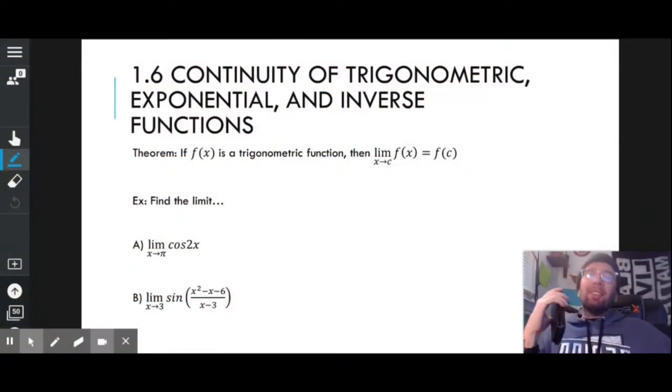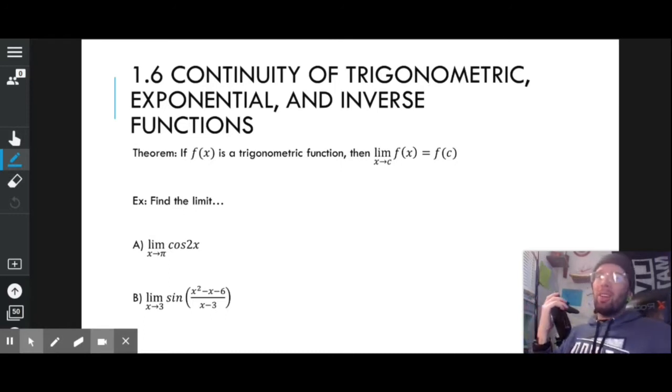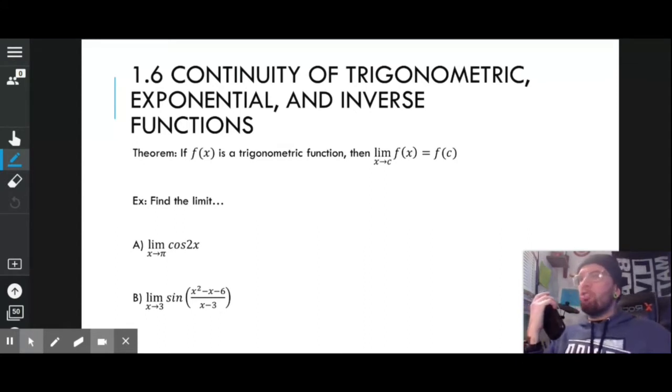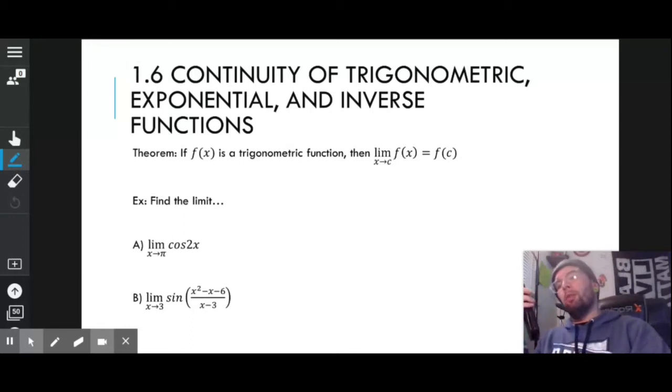Alright, last section of chapter 1. We're going to continue talking about continuity like we did yesterday, but we're going to focus more on actual, more solidified things like trig functions and exponential functions. And of course, we'll also talk about inverse functions because that's what the title says. Right off the bat, we're given a nice little bit of information.